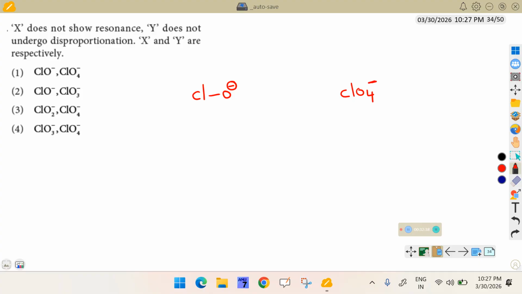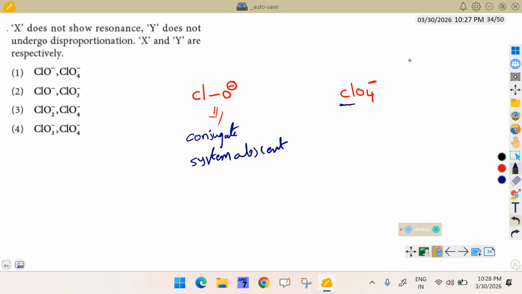X does not show resonance. ClO minus does not show resonance because conjugate system is absent. Y does not undergo disproportionation. Y is ClO4 minus.